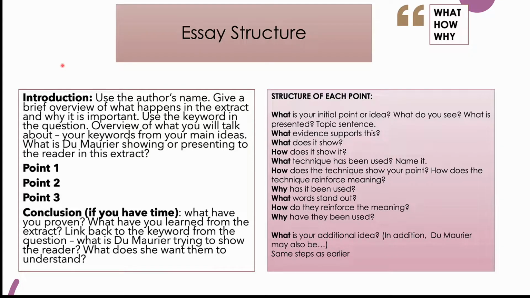And then the main body of your essay, you've got your point 1 or your section 1, point 2 and point 3. If you've got time, you can have a mini conclusion. So what have you proven with regards to the question, or what have you learned from the extract? Overall, why is it so important to the novel itself? And what do you think that Du Maurier is trying to show the reader in this particular extract?